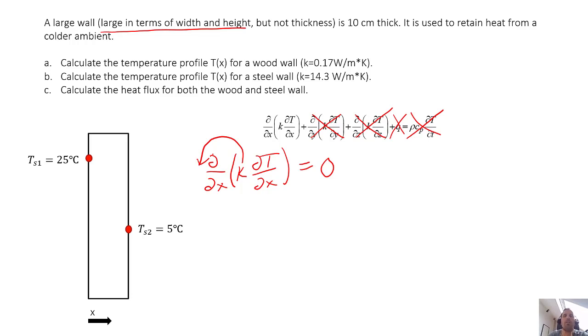Also, we are only dealing with change in temperature with respect to one other variable, which is x. So this is no longer a partial differential equation. It becomes an ordinary differential equation. And now it can look like this.